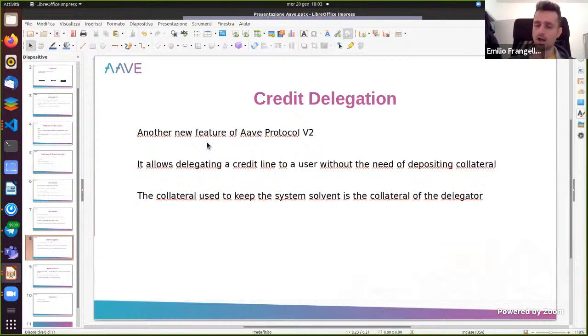But it's really cool. Why? We can build stuff that without the credit delegation is much more complex to build.